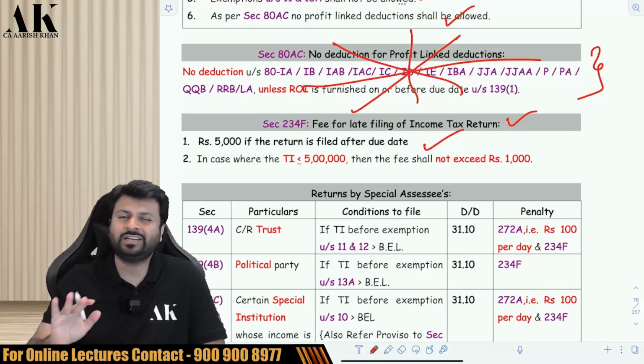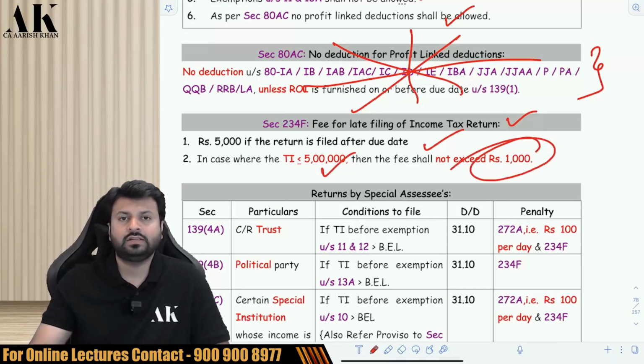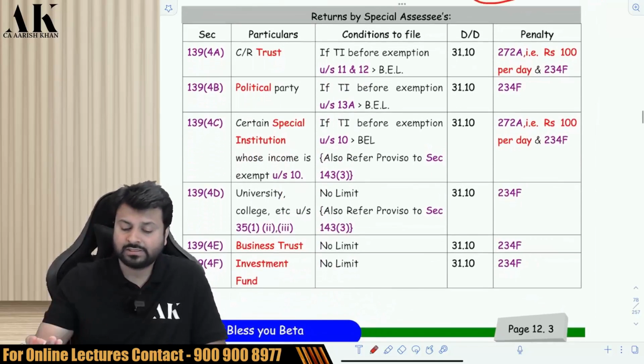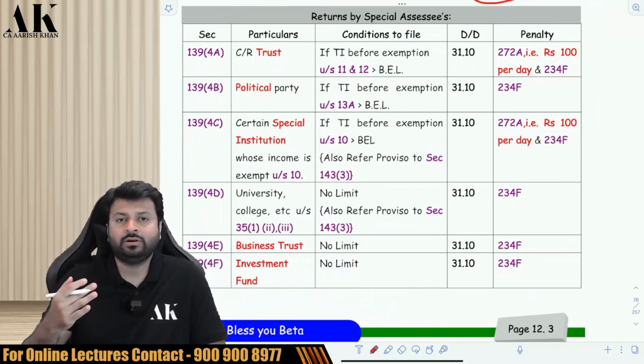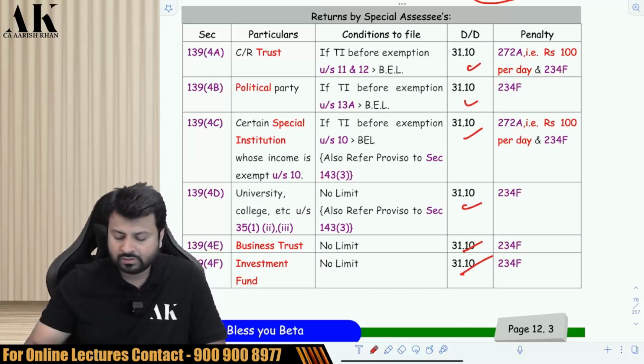And if your total income is up to 5 lakhs, then it is only 1,000 rupees. Okay. So for a normal assessee, it is 5,000 rupees if you do not file the return on time. But if your total income is up to 5 lakh rupees, then it is 1,000 rupees for you. Okay. Now there are certain special assessees. Special in the sense they are liable to audit, and therefore all of them will file the return on 31st October. Okay. So what is the provision over here for all of them?